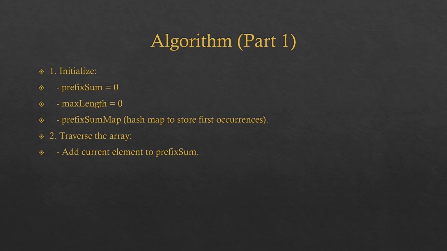Now let's break down the algorithm. We initialize the prefix sum as 0, the maximum length of the subarray as 0, and an empty hash map. As we traverse the array, we keep adding elements to the prefix sum. If we encounter a prefix sum that satisfies the condition we discussed, we update the length of the subarray.